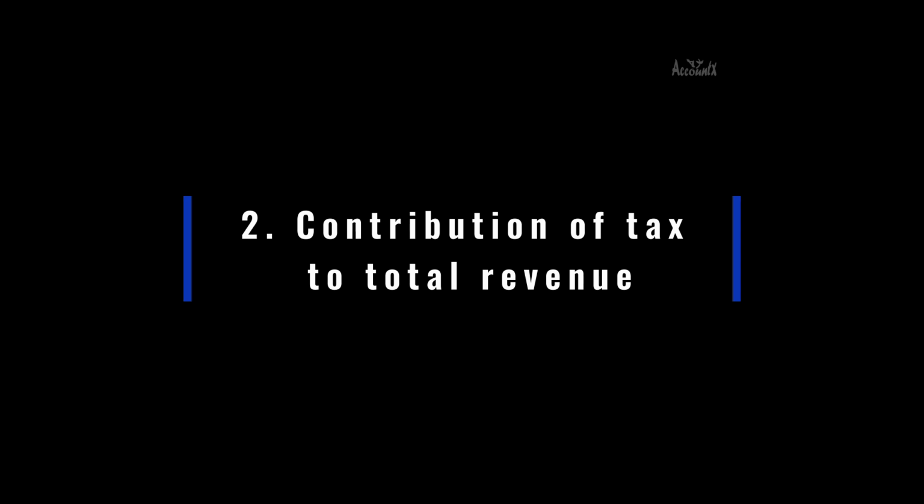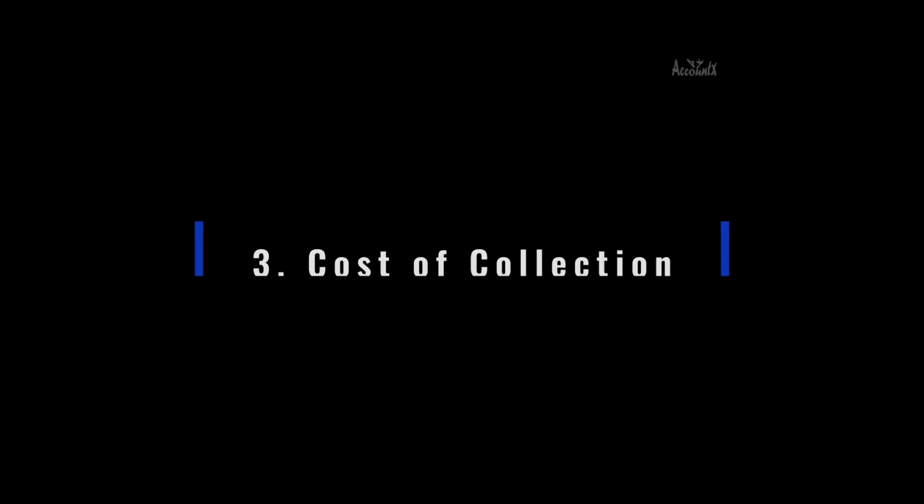Second parameter, contribution of direct taxes to the total revenue. Total revenue comes from both direct and indirect taxes. Out of this total revenue, we are going to see what is the proportion of direct taxes. Last, cost of collection. That is, how much is the Income Tax Department actually spending to collect these taxes? So, let's start with the first parameter, tax collection.